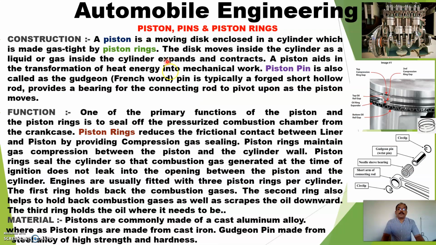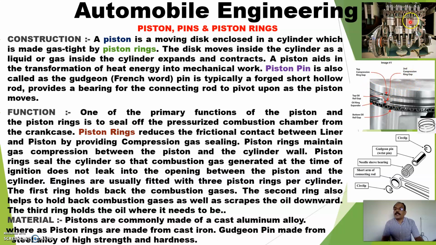Now the next components are piston pins and piston rings. You can observe here in this figure the pistons are shown. Here you can observe the piston and three rings. This is the first ring, this is the second ring, and this is the third ring. In this figure you can find these three rings. The whole piston will not be in contact with the cylinder. Only these rings will be in contact with the cylinder.